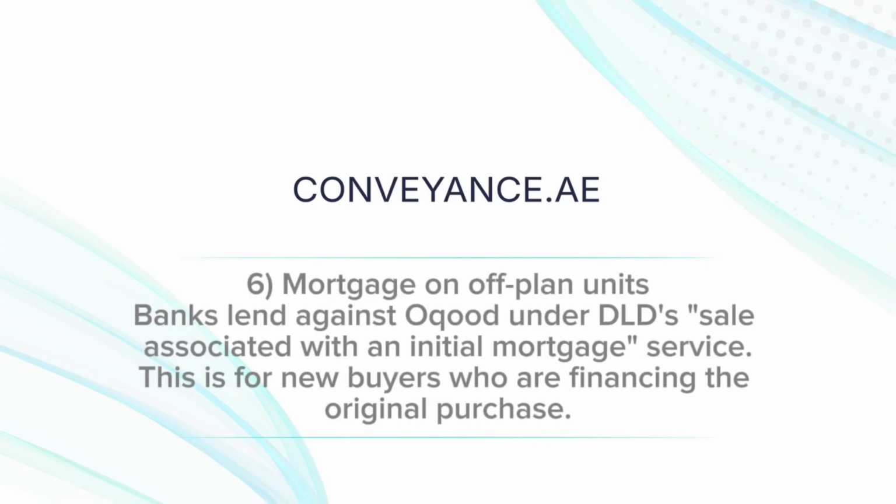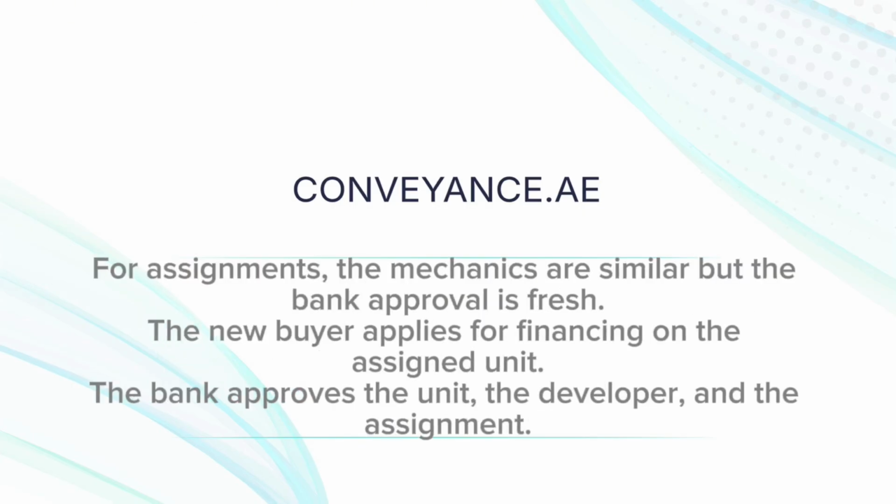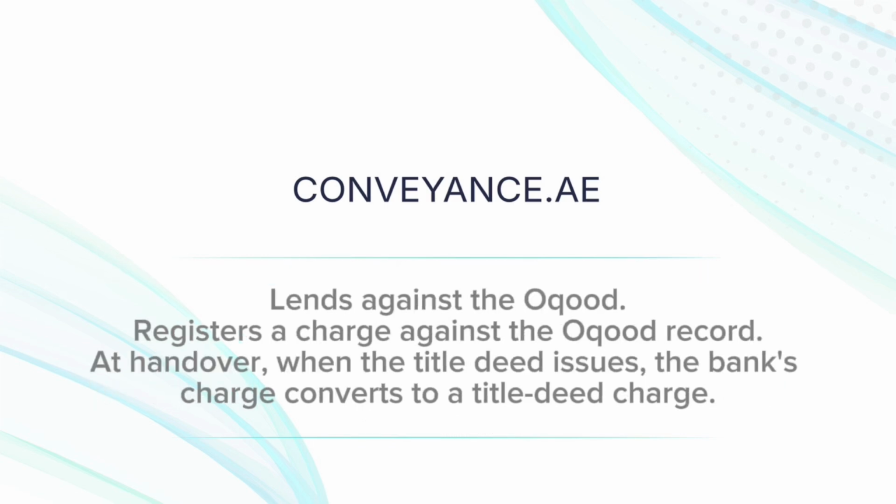6. Mortgage on off-plan units. Banks lend against OCUD under DLD's sale associated with an initial mortgage service. This is for new buyers who are financing the original purchase. For assignments, the mechanics are similar, but the bank approval is fresh. The new buyer applies for financing on the assigned unit. The bank approves the unit, the developer, and the assignment. It lends against the OCUD and registers a charge against the OCUD record.